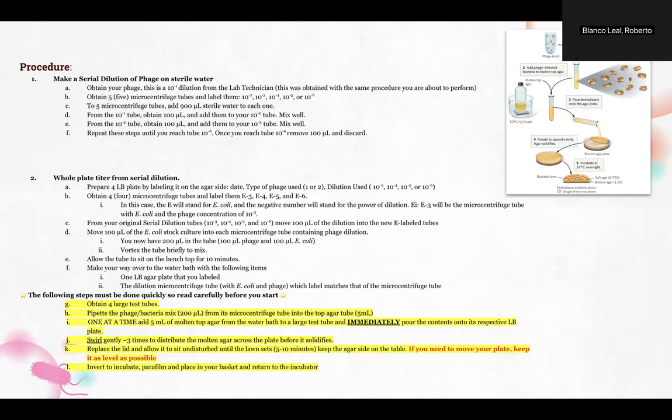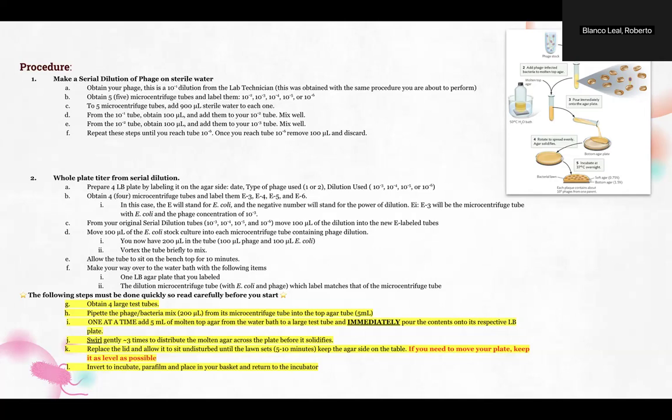From your original dilution tubes, move 100 microliters from the dilution to the new E-labeled tubes. You now have 200 microliters in the tube, 100 from the phage and 100 from the E. coli. And we vortex the tubes briefly to mix. Allow the tubes to sit on the bench for 10 minutes. So we just leave it there for 10 minutes.